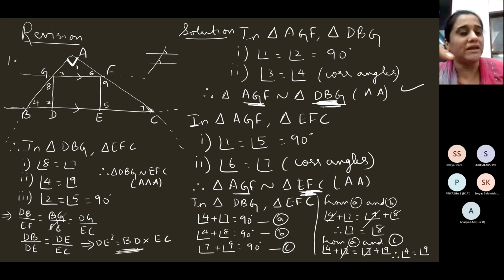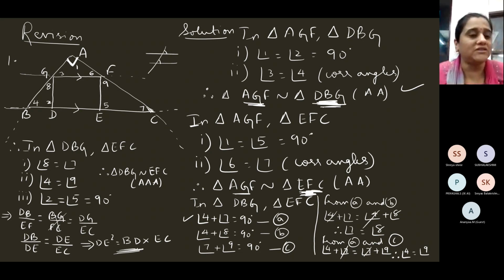Why? Because in the whole triangle ABC, angle A is 90. So B plus C will be 90. So angle 4 plus 7 is 90. That's what you see here first. Correct? In the big triangle ABC, one angle is 90, so the sum of the remaining 2 angles is 90. So 4 plus 7 is 90.